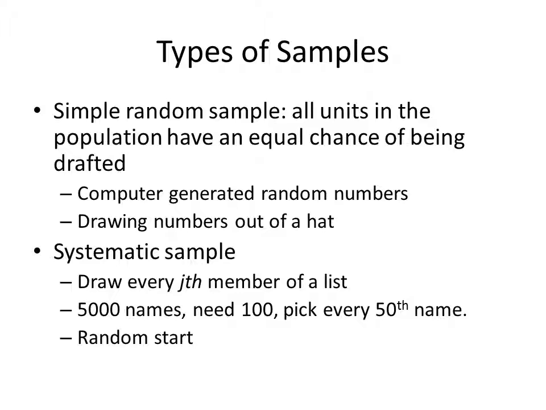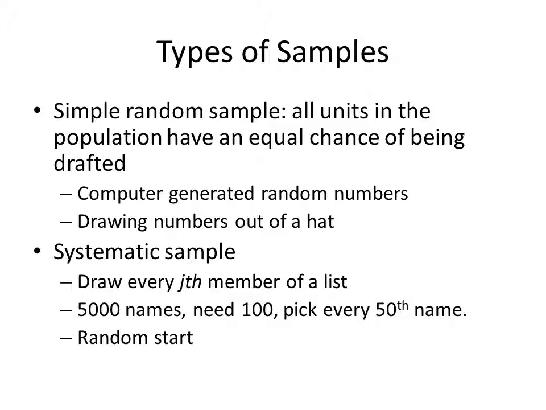What this means is that all units in the population have an equal chance of being drawn. The prototypical example here is just drawing numbers out of a hat. You just pull people out of a hat and you get a random sample. Everyone has an equal chance of being drawn. I put every student's name in a hat and I start pulling pieces of paper out, and those pieces of paper correlate with who you are.